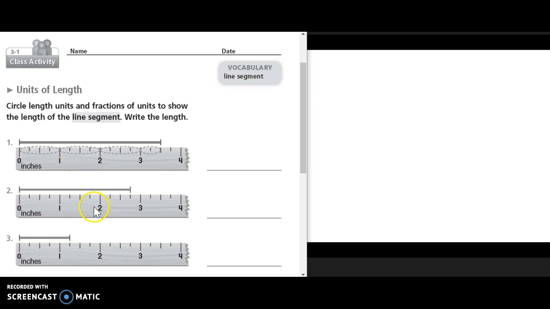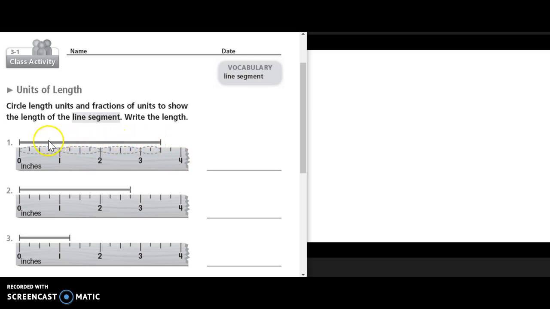So for each problem you're given a ruler, and the ruler here tells you what unit it is, and this is inches that we're looking at. So from the 0 to the 1, that's 1 inch. 1 to 2, that's 2 inches. To the 3, that's 3 inches. To the 4, that is 4 inches.